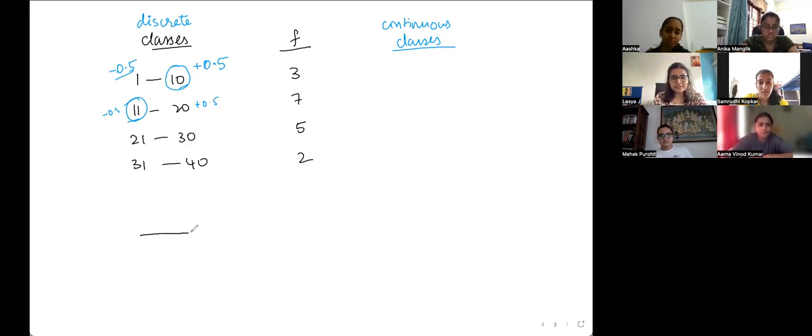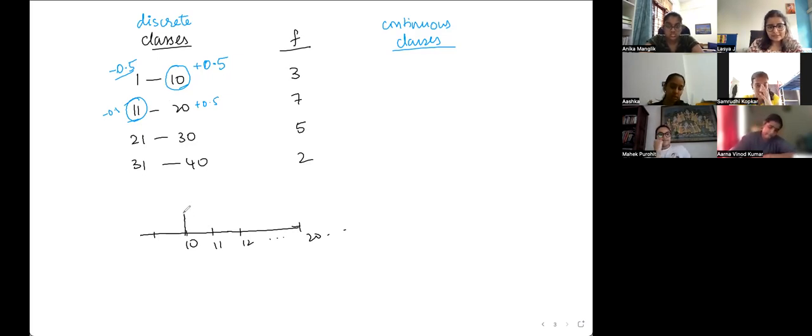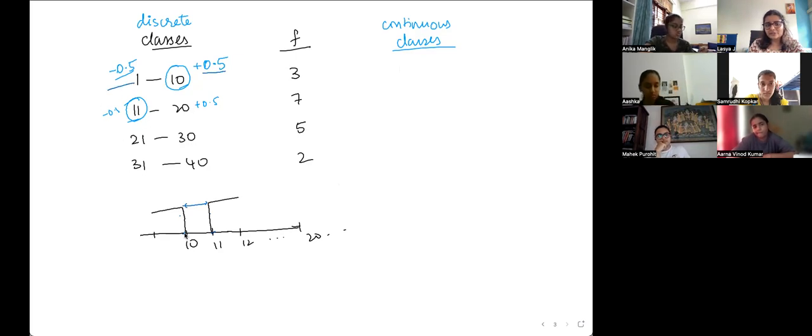So the situation here is, let's say 10, then we have 11 and we have 12, and so on, like for 20, the gap, whatever. So the first class is ending here and the next class is starting here. If we want to bridge the gap between both of these, both of these have to meet. That's the definition of continuous classes, right? So what you're adding and subtracting here is basically the midway point between the upper limit of the first class and the lower limit of the next class.